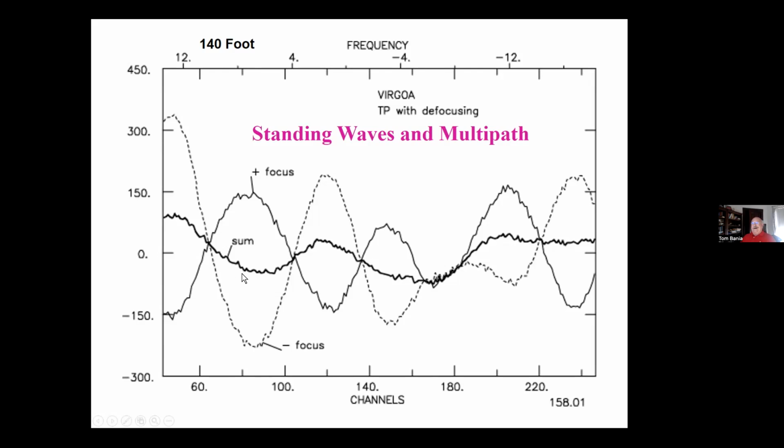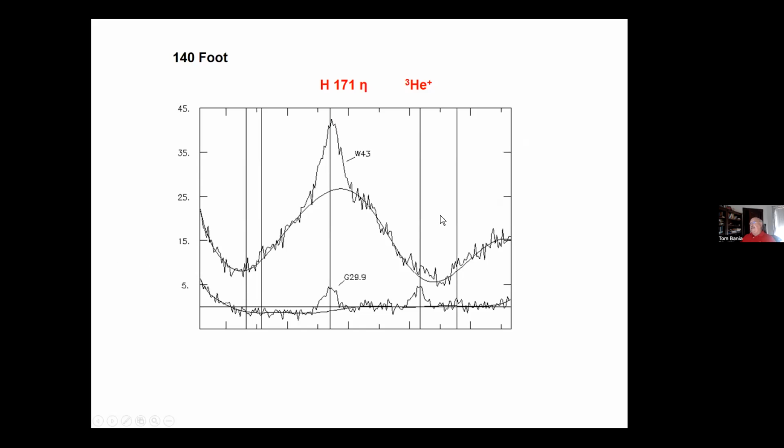Unfortunately, as it turns out, the residual structure is about a megahertz wide, which at 3.5 centimeters is 25 kilometers a second, which is the line width of H2 regions. That is to say, the baseline structure was of the same width as the signal we were looking for. So here is a helium-3 spectra for W43 and G29.9. This is how we got into the recombination line business.